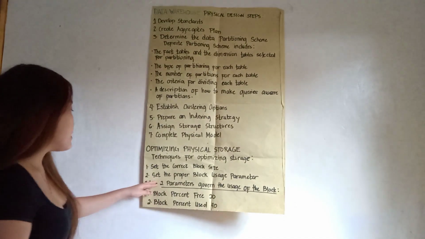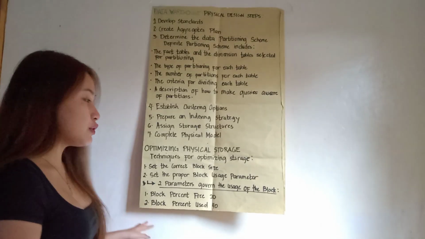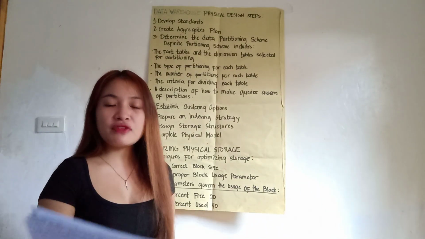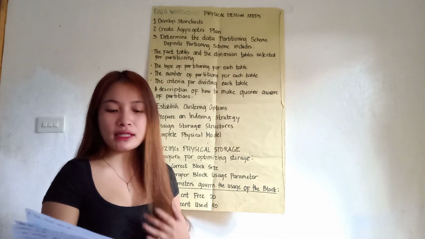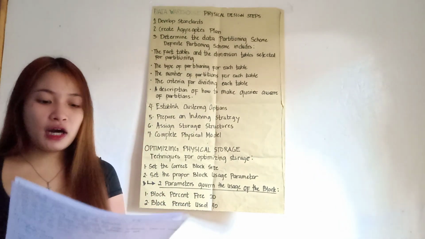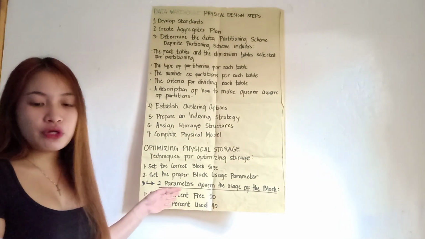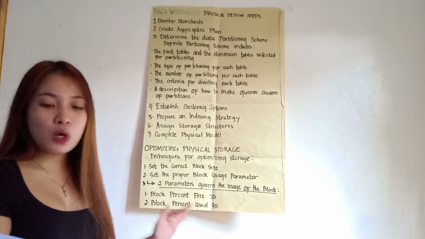The second one is to set the proper block usage parameters. Most of the leading DBMS allow you to set block usage parameters at appropriate values and derive performance improvement. There are two parameters that govern the usage of the blocks, and proper usage of the blocks enhances performance.